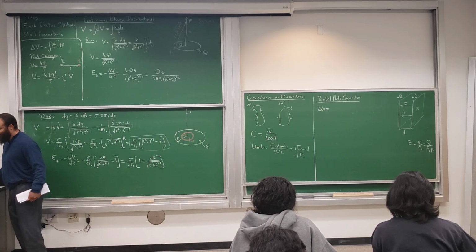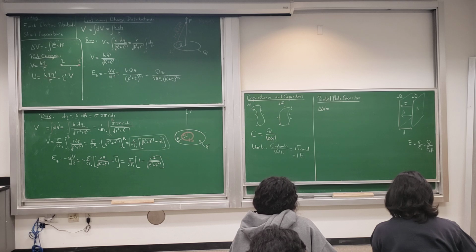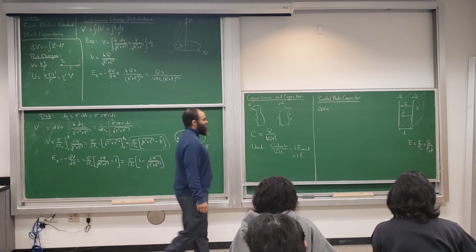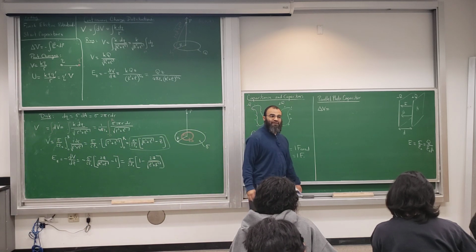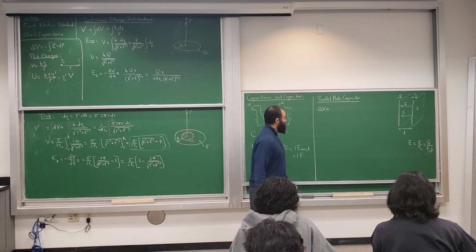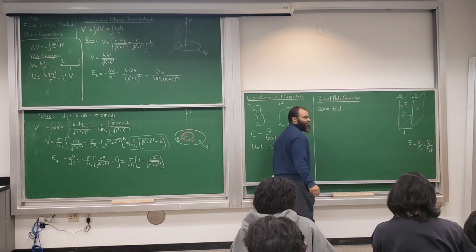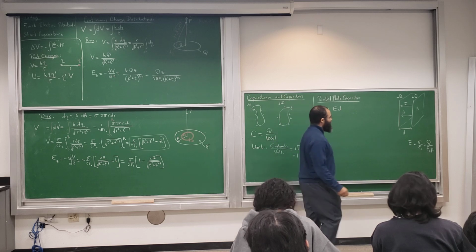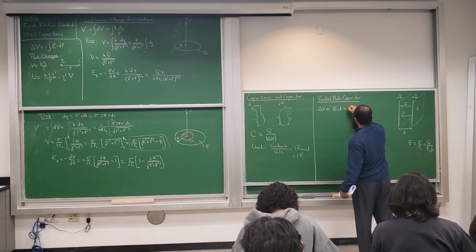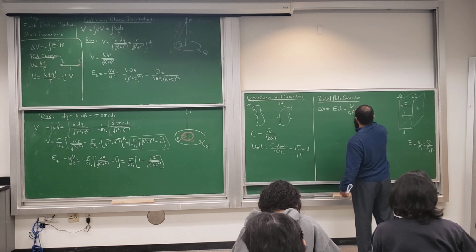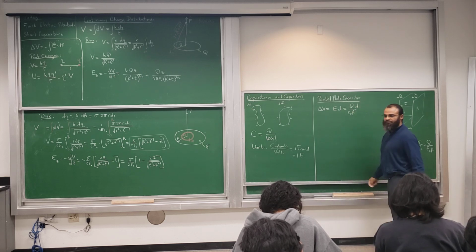What's the potential difference between the plates? In terms of the electric field and the distance between the plates, it's somewhere in your notes. E times D. Yeah, the electric field times the distance. And since the electric field is Q over epsilon naught A, we can write it as Q over epsilon naught A times the distance, right?